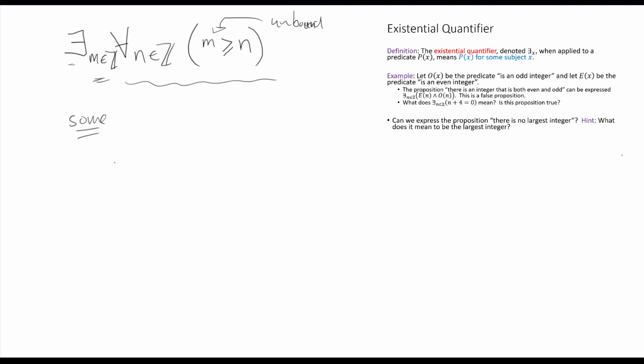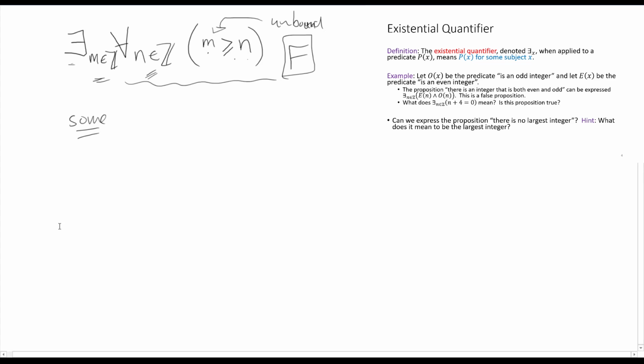But the other thing about the word "some", at least in natural language usage, is that it sometimes conveys that we don't know which one, right? There exists some integer m, I don't know which one, but there exists some such that it is greater than or equal to all the integers n. Now again, this is a false statement. Of course, there's no greatest integer, so this is false.